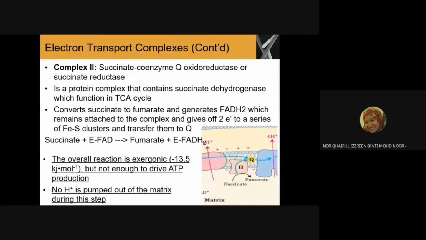It only forms ubiquinol QH2, meaning it only accepts 2 electrons at one time. This overall reaction is exergonic, so it is spontaneous. Once FADH2 is formed from the TCA cycle, FADH2 will quickly give up the electrons and coenzyme Q ubiquinone here will pick up the electrons, forming FAD plus. So ubiquinone here will become ubiquinol QH2. Here in complex number 2, what makes it different from complex number 1 is that there is no hydrogen pumping.